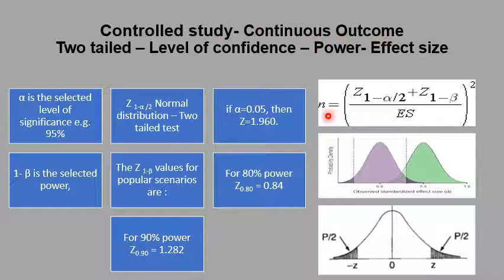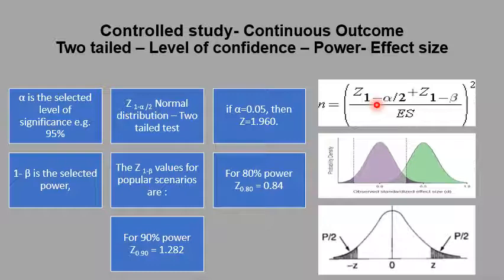The number required in each arm of the study, for each group, will depend on three entities. The first relates to how much you can tolerate a type 1 error, alpha. The second, how much you can tolerate a type 2 error, beta. And the third reflects the effect size, how much difference you would expect between the two groups in terms of their standard deviations.